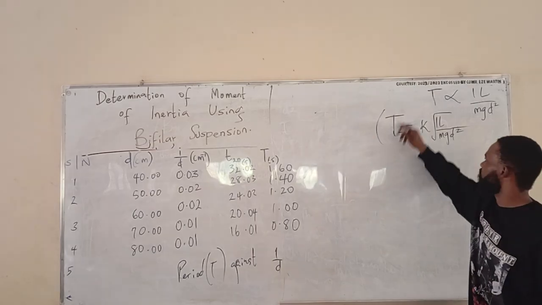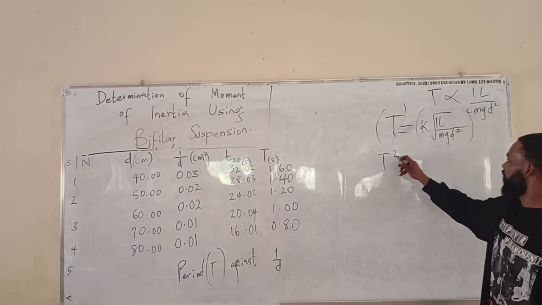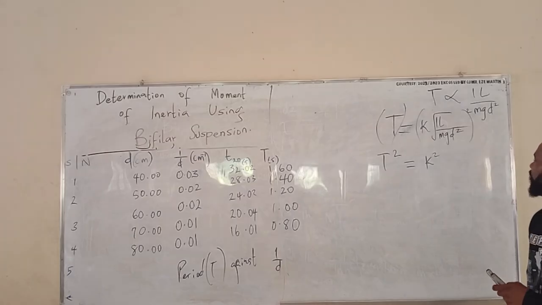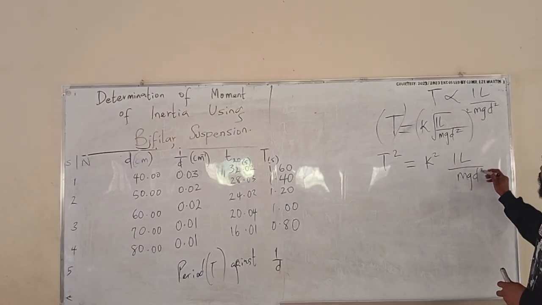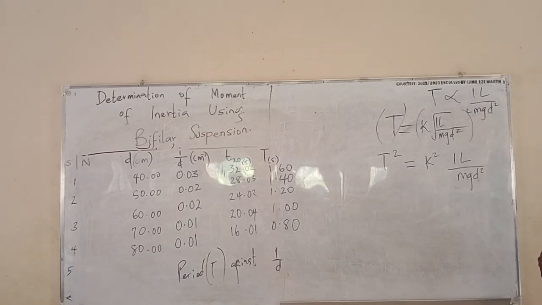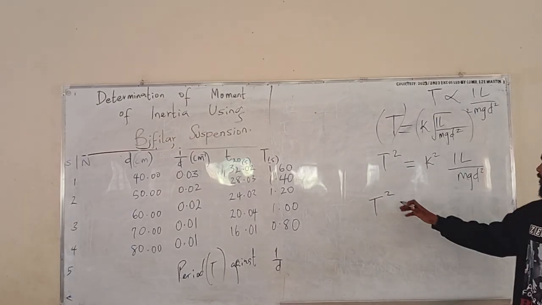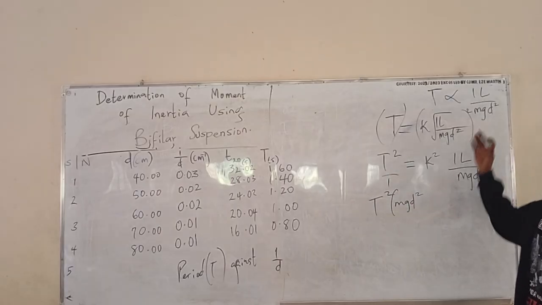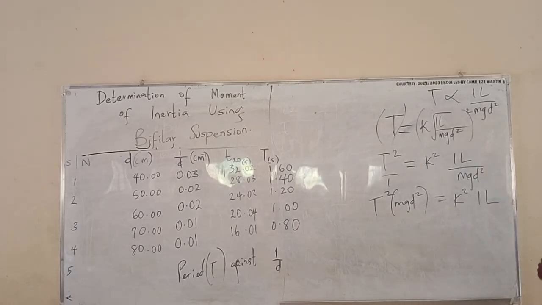To make this simpler, we square both sides. If I square both sides, I'll have T squared equals K squared, because this will cancel this. So I now have T squared times mgd squared, that is anything crossing the equality sign, equals K squared IL, right? Yes.